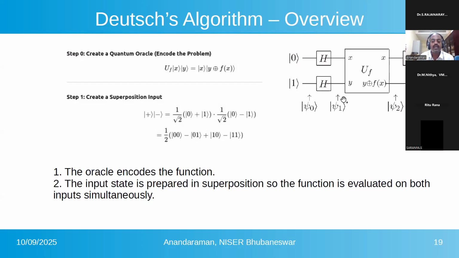After applying Hadamard, what will be the mathematical equation? Mathematically we can see, after applying this oracle, we will get some equations. Then we apply Hadamard on the first qubit. Then we do measurement. The measurement will tell you whether this function is balanced or constant. Any doubt?